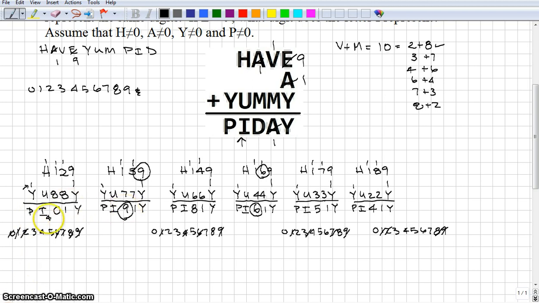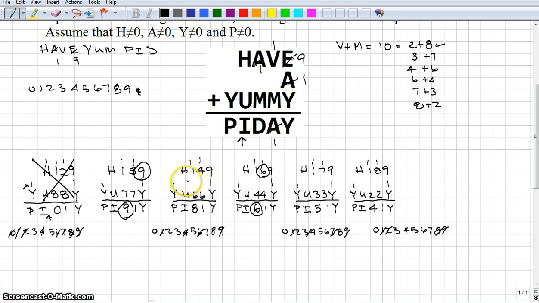Now we've just used the 4. Okay, we've just figured out that I has to be 4. So we can't get consecutive digits for Y and P, right? The only digits we have left are 3 and 5. And so this case isn't going to work. Okay?